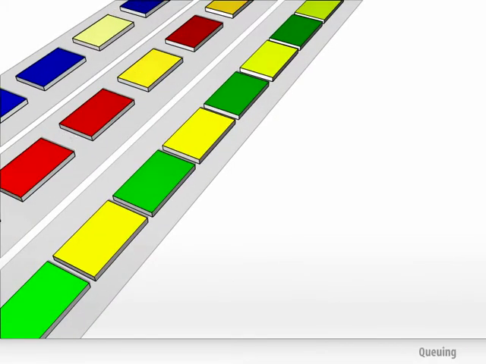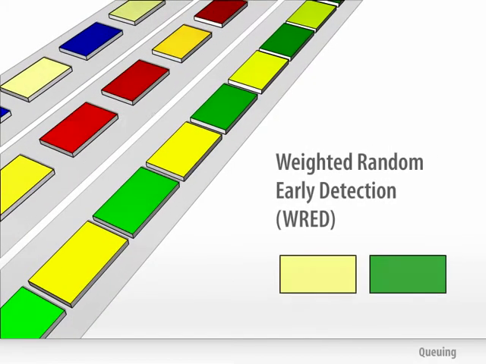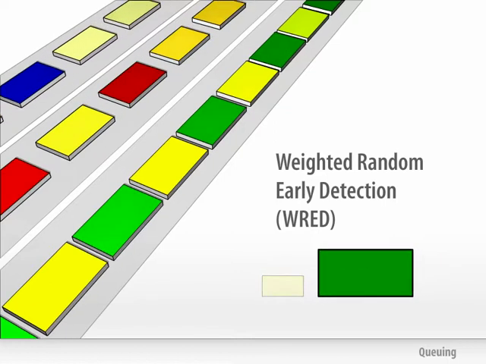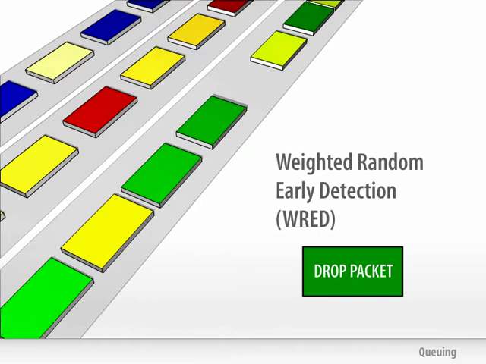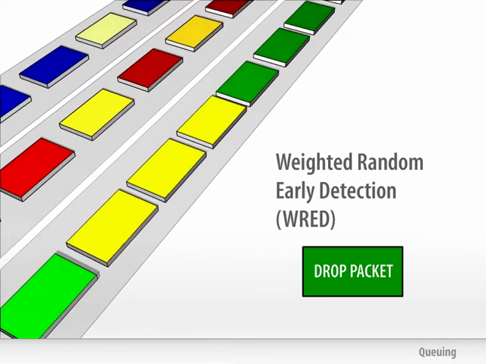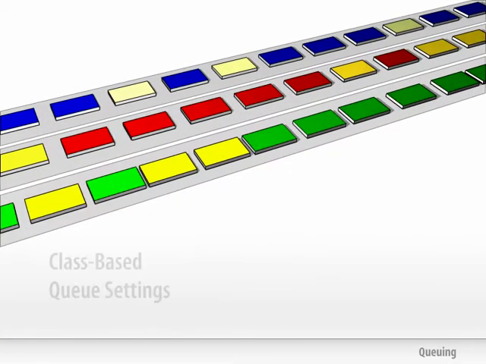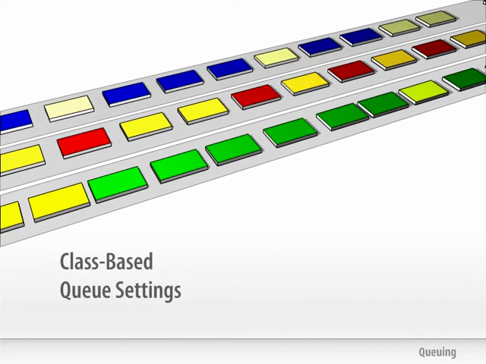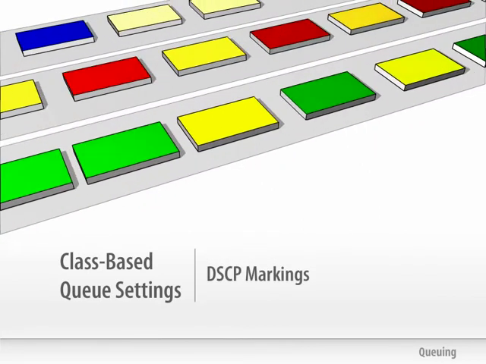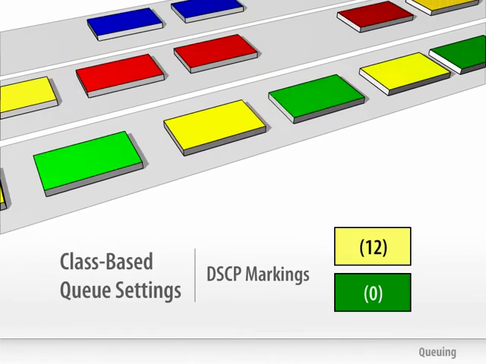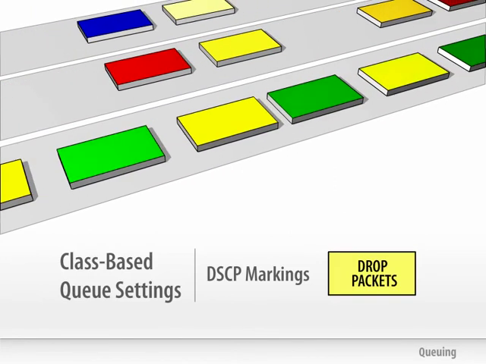Congestion avoidance mechanisms such as weighted random early detection, or WRED, can be used to drop packets as the queues fill up in order to throttle back TCP-based applications. There are also settings for class-based queues that can reduce the possibility of congestion. These settings use DSCP markings to determine the priority of packets to be dropped before the queue becomes full.